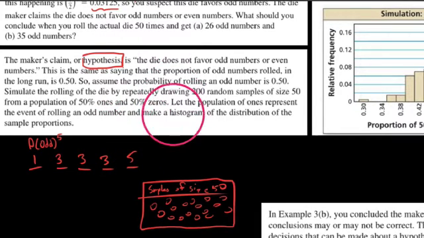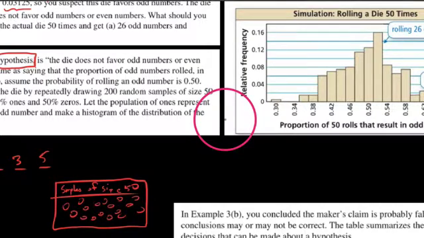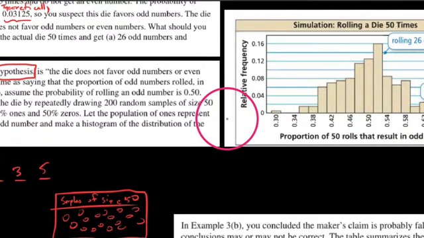In this example, we're going to let the population of ones represent the event of rolling an odd number, and make a histogram of the distribution of the sample proportions. Now, what you're going to see over here is something that we would have used a computer to simulate. What you see at the top is a simulation, and it says rolling a die 50 times. And so what's been done is this.